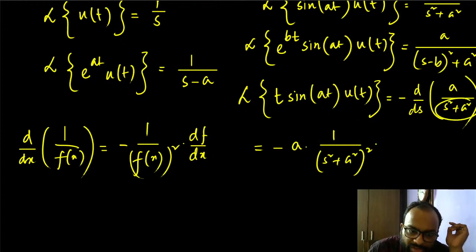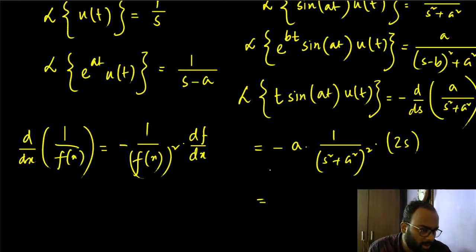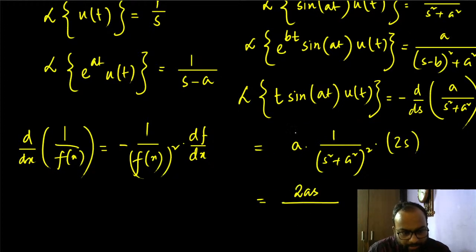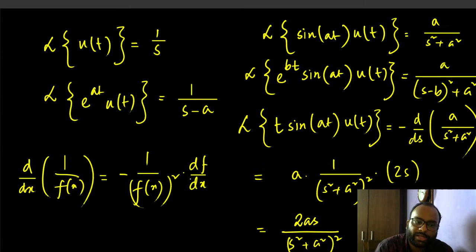And then of course we have to differentiate whatever was down below. That's going to be 2s. There is a minus sign and this already has a minus sign, so it becomes a plus. That's going to be 2as divided by s square plus a square whole square. So without calculating much of anything, we can calculate the Laplace transform of some complicated functions.